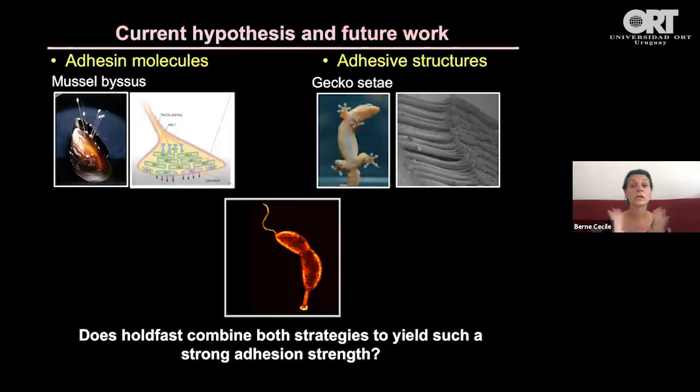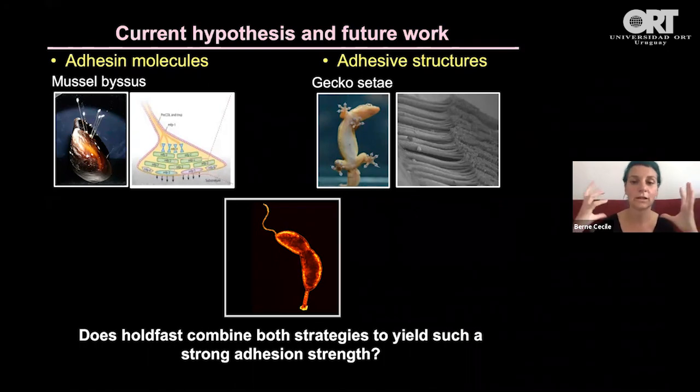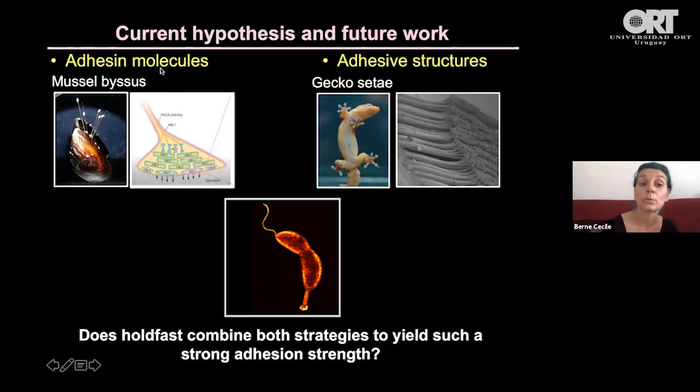But, to finish, if we want to go back to our bioadhesive poster children, the mussel and the gecko: the mussel is using adhesin molecules, the gecko is using structure, but it seems like holdfast is using the best of both worlds, using adhesin molecules at the same time as it's using structure. So maybe it's the reason why holdfast adhesion is so strong. It's because it managed somehow to evolve to use both types of adhesion.